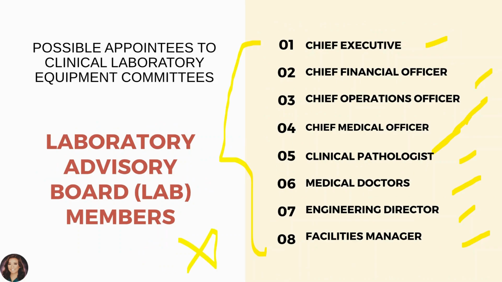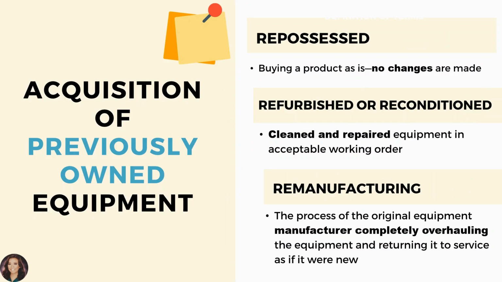Okay? Alright. Possible din pala na kung ayaw natin bumili or for example, na-disapprove, hindi tayo nakabili ng bagong equipment, pwede palang mag-acquire ng second-hand or previously owned equipment na kung titignan mo, baka mas mura. So, in doing that, we have the following methods. Pwede palang equipment is repossessed, refurbished or reconditioned, or remanufactured.